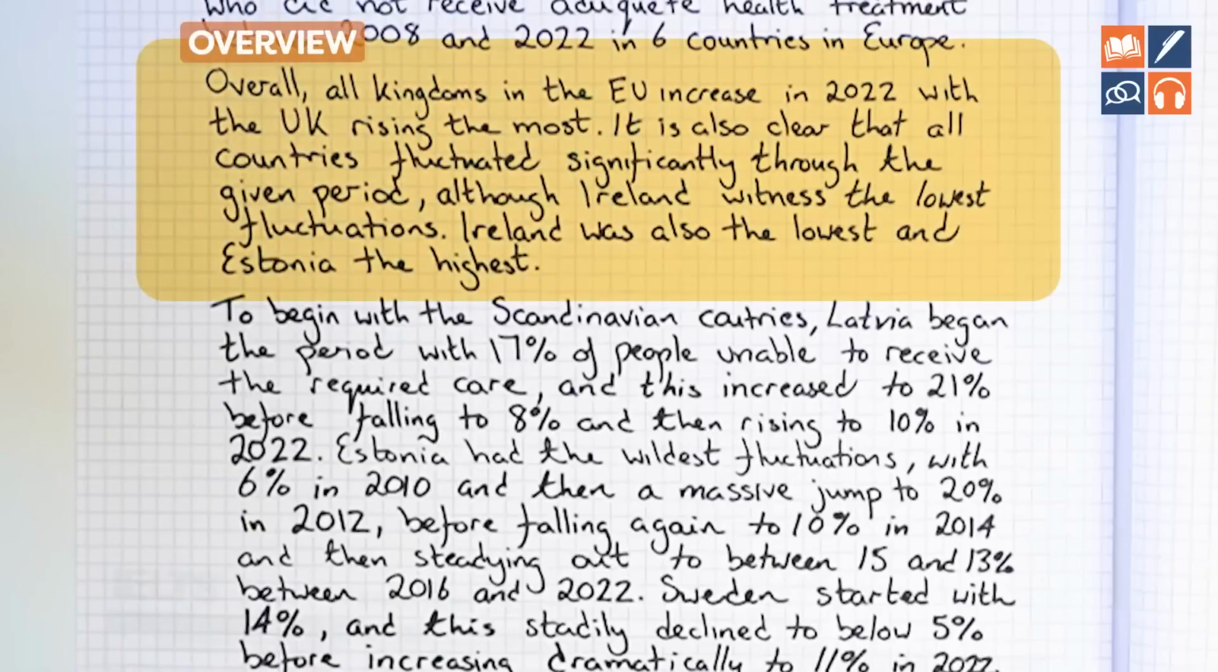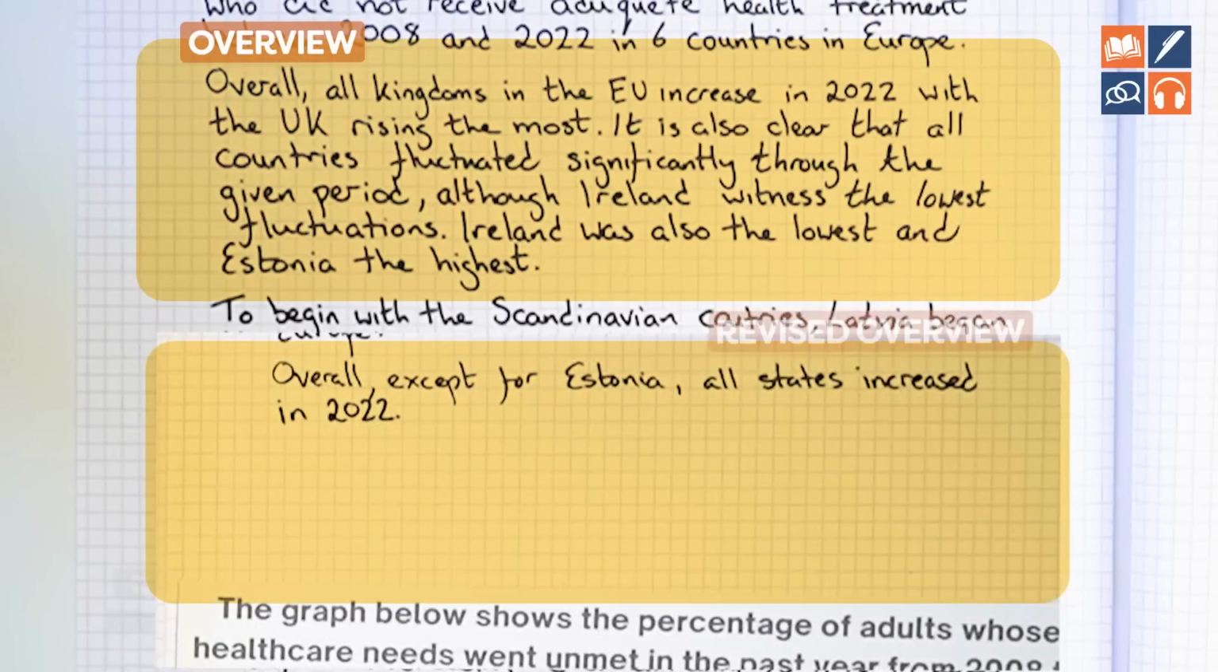So we've changed it from overall all kingdoms in the EU increase in 2022 to just simplifying it and making it accurate. Overall, except for Estonia, all states increased in 2022. And that is accurate. We're not going to put that the UK rises the most because it actually doesn't. It has an equal rise with Sweden.